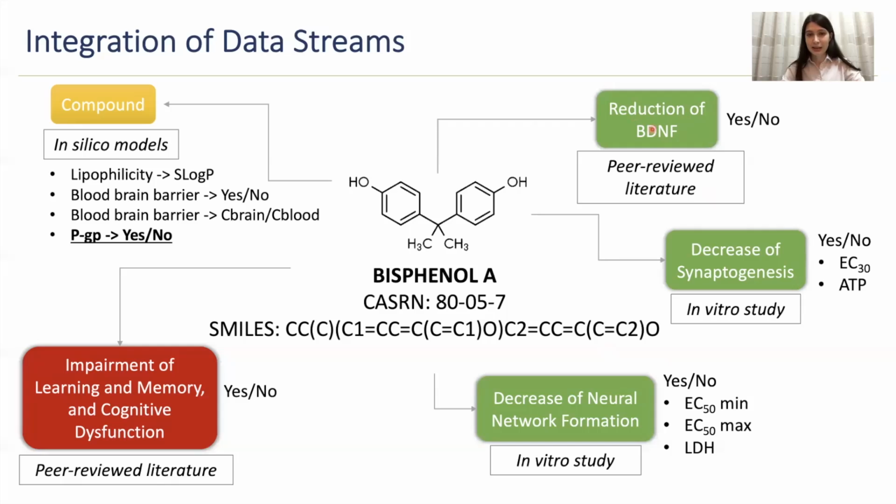For example, reduction of BDNF. It was based on the peer-reviewed literature, and this allowed us to classify a compound into a binary system, yes, no. For the decrease of synaptogenesis and decrease of neural network formation, 2 in vitro studies are available, and information about those toxicity assessments that have been conducted was included, and a classification of yes, no. And finally, for the adverse outcome, the classification was also a binary one, and it was also done based on a systematic review of the peer-reviewed publications.